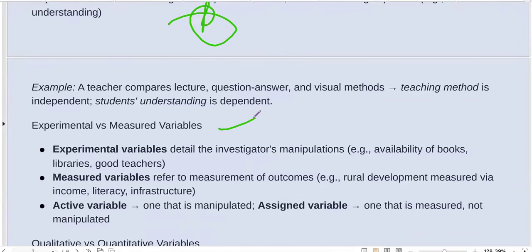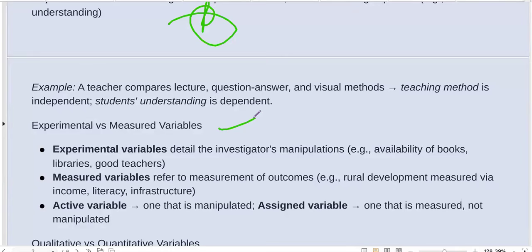Then there are further classifications. One is called experimental variables. What is it? It details the investigator's manipulation, like availability of books, libraries, good teachers. Measured variable refers to measurement of outcomes, like rural development, which can be measured using various approaches. Rural development you can measure through a purely income based approach or a literacy based approach or infrastructure.